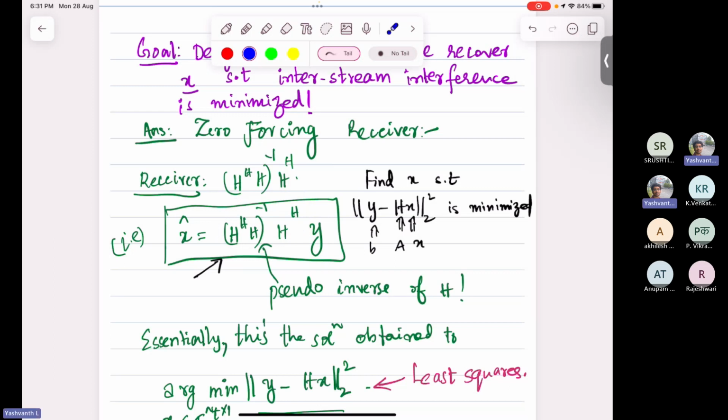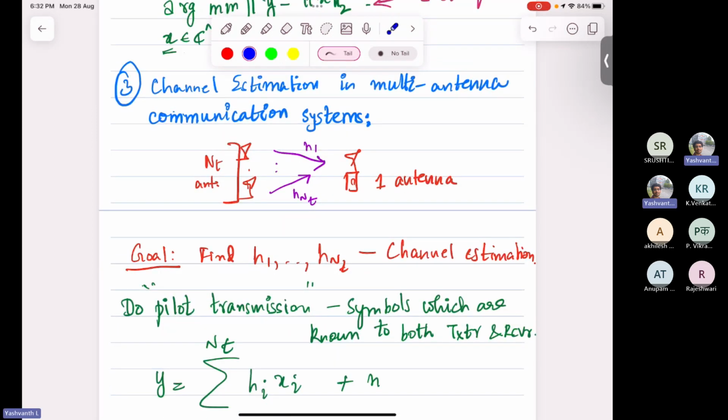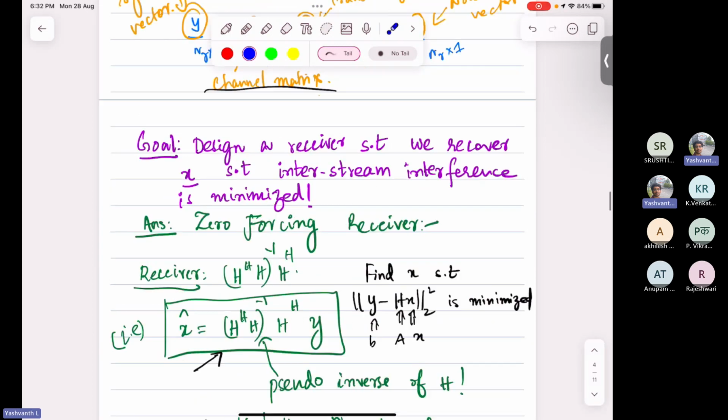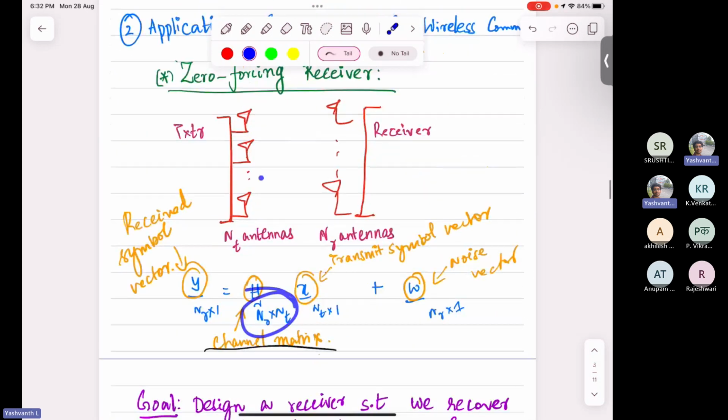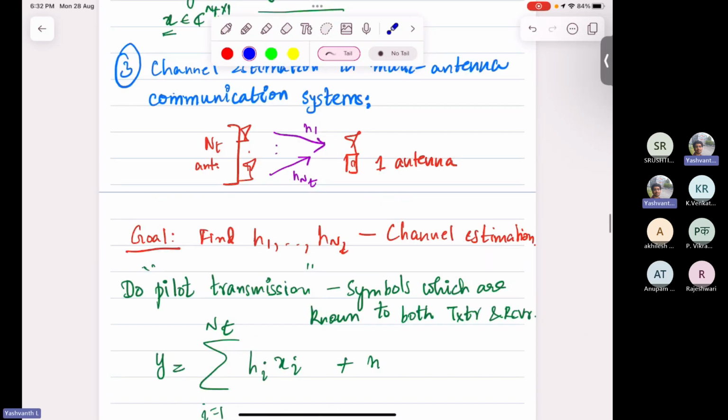Now the counterpart problem is, okay, now how to find the matrix H itself? That problem is called channel estimation. What is the channel? For example, if you consider NT number of antennas at the transmitter and a single antenna mobile phone, then what is the channel? It's just a vector h1, h2, and so on till hNT. If you stack as a vector, it's just one vector of NT cross 1. Unlike a matrix here, NR cross NT, because both the sides have multiple antennas. Here, only one side has multiple antennas, the other side has only one antenna. Now, the goal of this problem is to find h1, h2, and so on till hNT. This problem is called channel estimation.